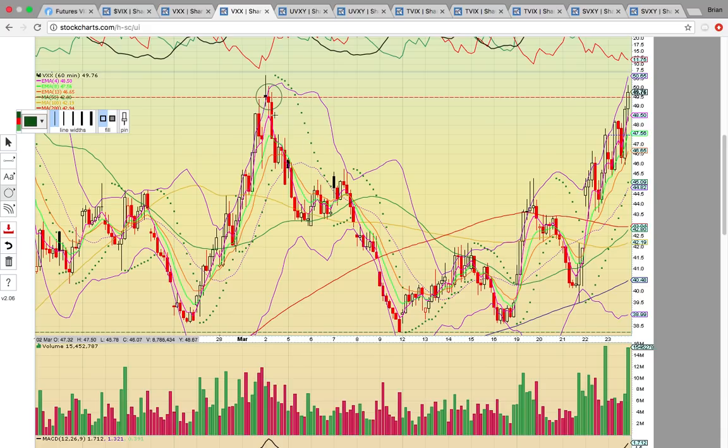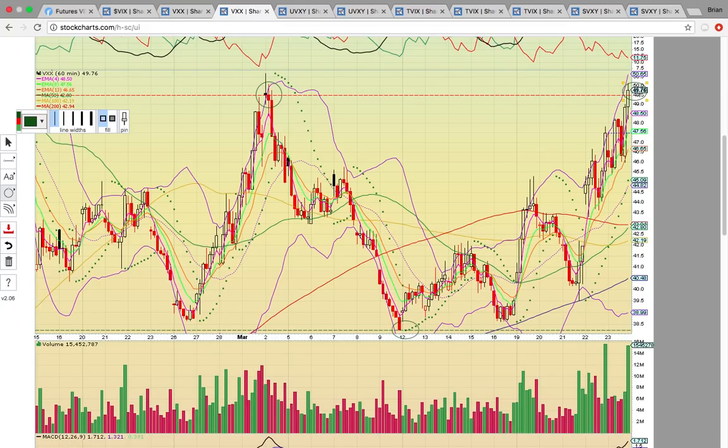It was up here on the 2nd, and then it ran down on the 12th, and now it's run all the way back up to that level. So it's completed this whole cycle, and it might take a pause now. You will know whether or not VXX is ready to head higher by whether or not it stays above 49.50. Below 49.50 would signal a possible consolidation.